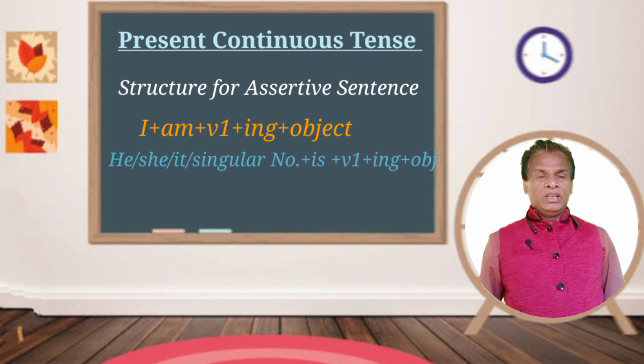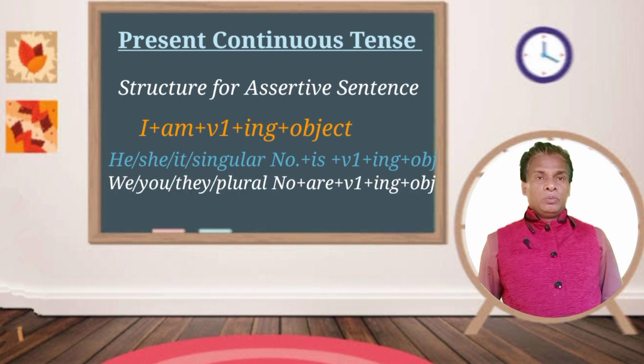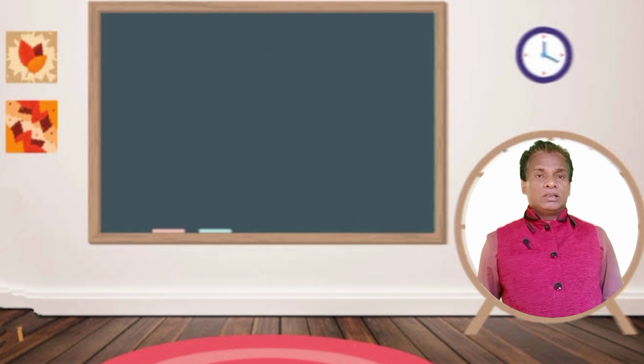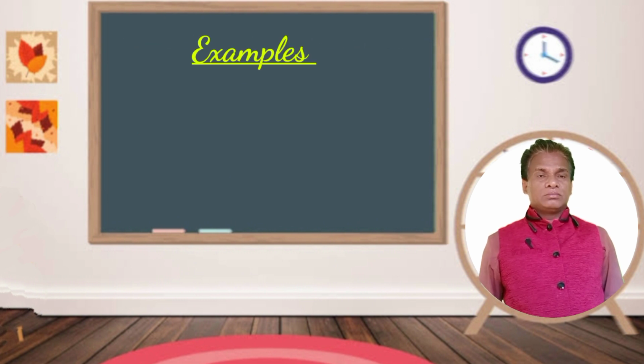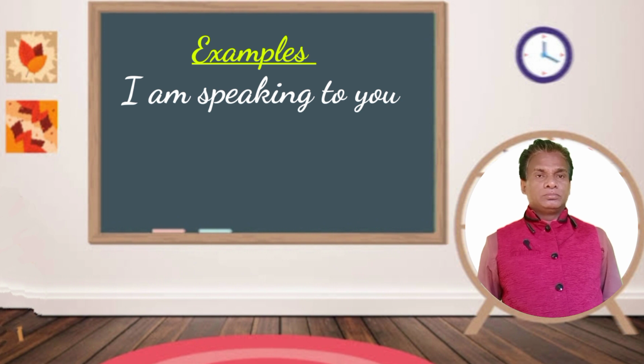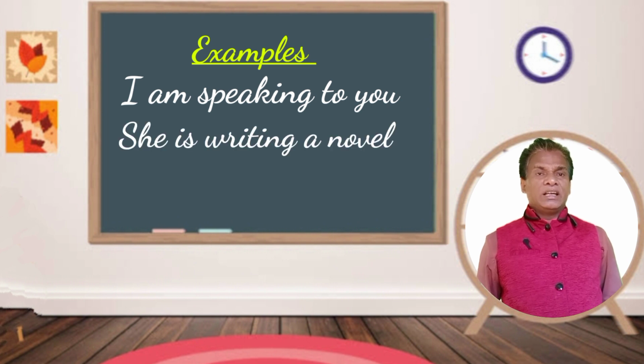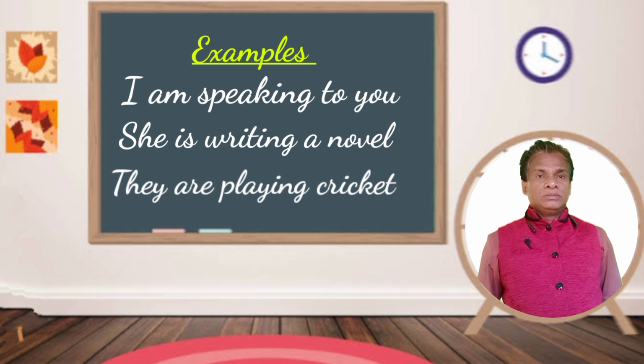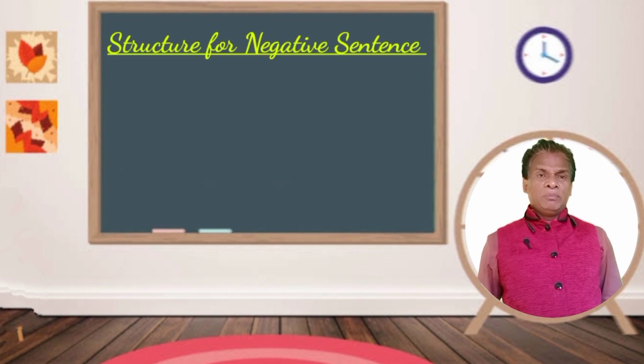He, she, it, singular number plus is plus V1 plus ing plus object. We, you, they, plural number plus are plus V1 plus ing plus object. Example: I am speaking to you. She is writing a novel. They are playing cricket.